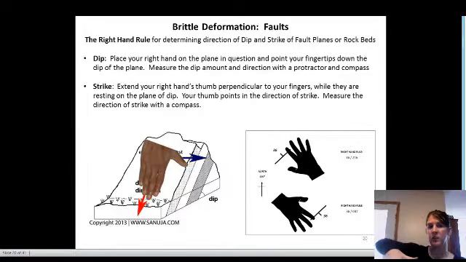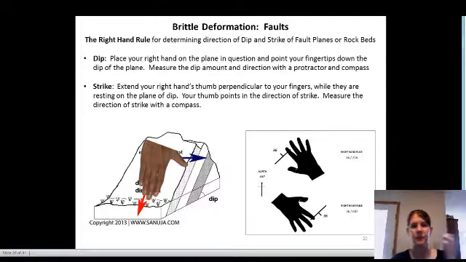So a 40-degree dip with a strike, say due east, so it's like a 90-degree strike. Because when you do these measurements, your strike is not the cardinal directions. We're actually using degrees. So due east would be a 90-degree strike.